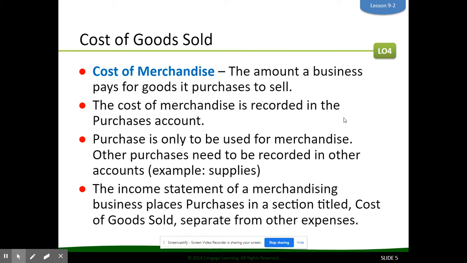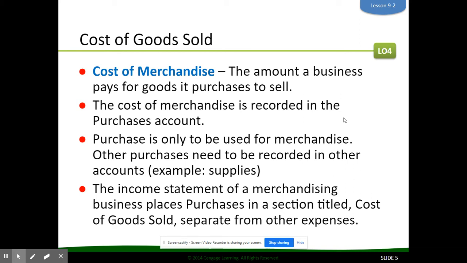Purchases is only to be used for merchandise. So, for example, if you see in a transaction like purchase supplies, yes, it has the word purchase in it, but it's not going to go in the purchases account unless you intend to sell those supplies. But if they're just supplies for running your business, then it's not merchandise that you intend to sell.